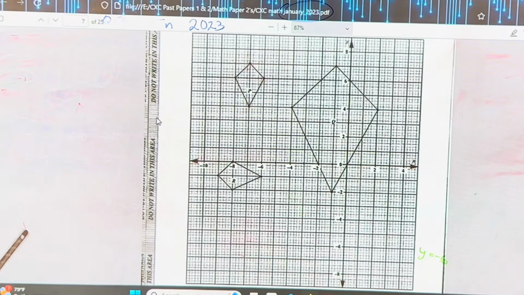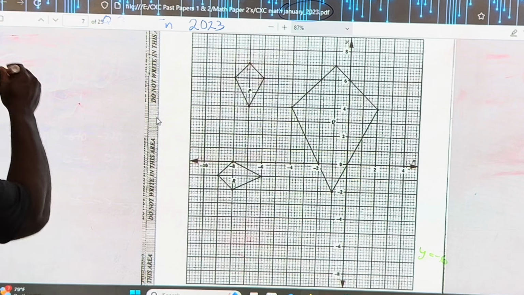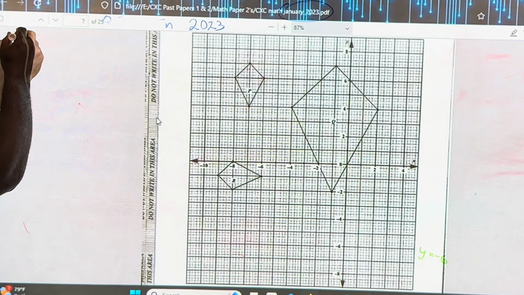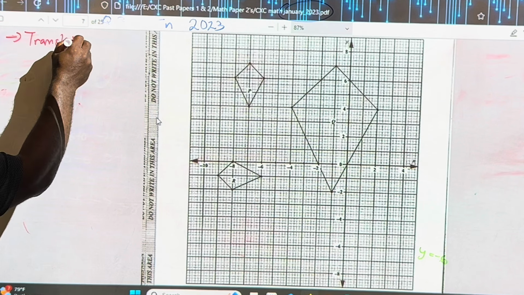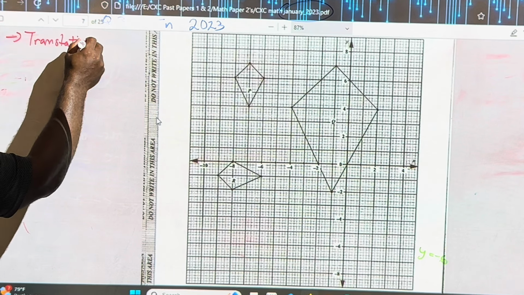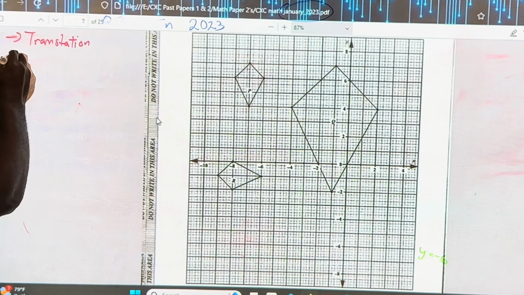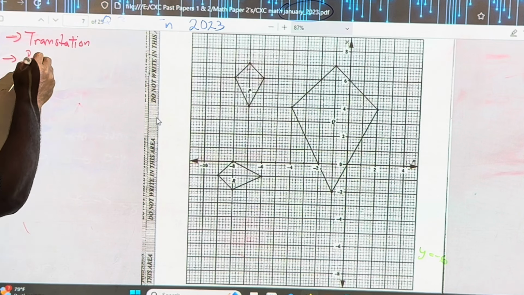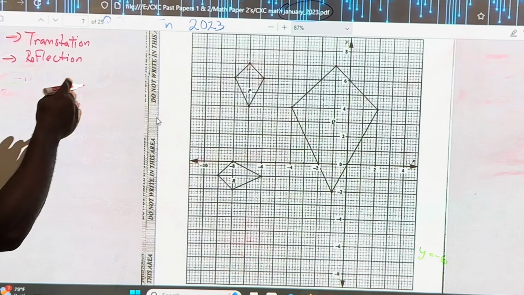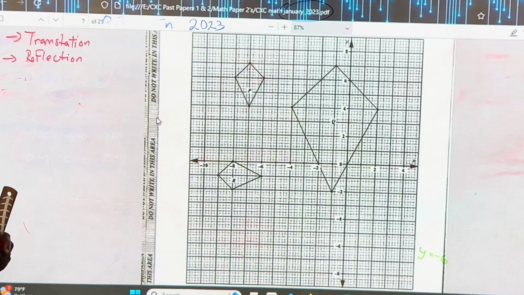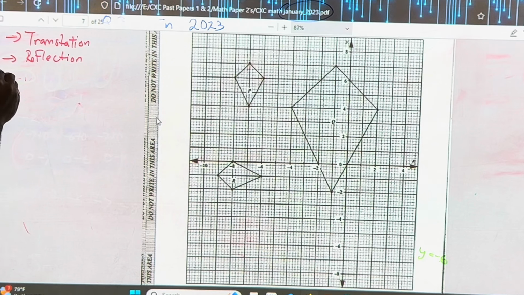What are the four transformations you know? We did two just now. Give me the two. Translation, that means what? Move or shift. Next one was what? Reflection. Reflection needs to be over what? A mirror line, which is the line of symmetry. Okay? What are the other two?